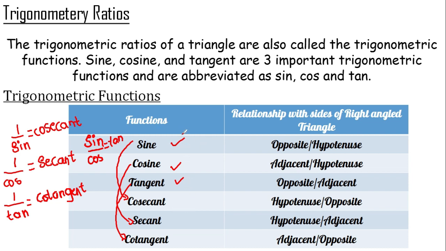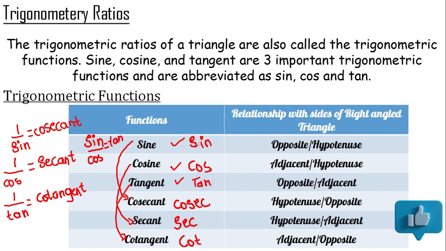The short form of cosecant we write as cosec. The short form of cosecant is cosec, secant is sec, and cotangent is cot. The short form of sine is just removing the letter e, cosine is cos, and tangent we write as tan. Here sine theta, or sine angle, is equal to opposite by hypotenuse.